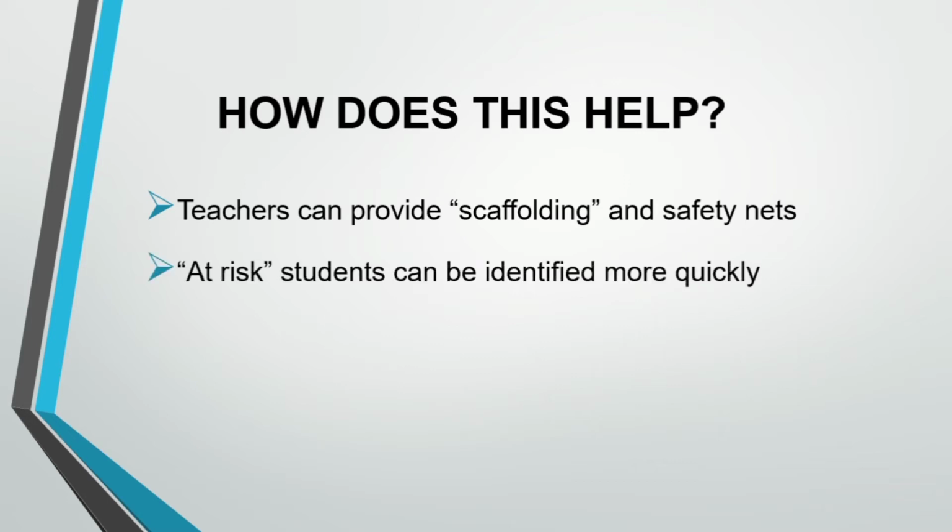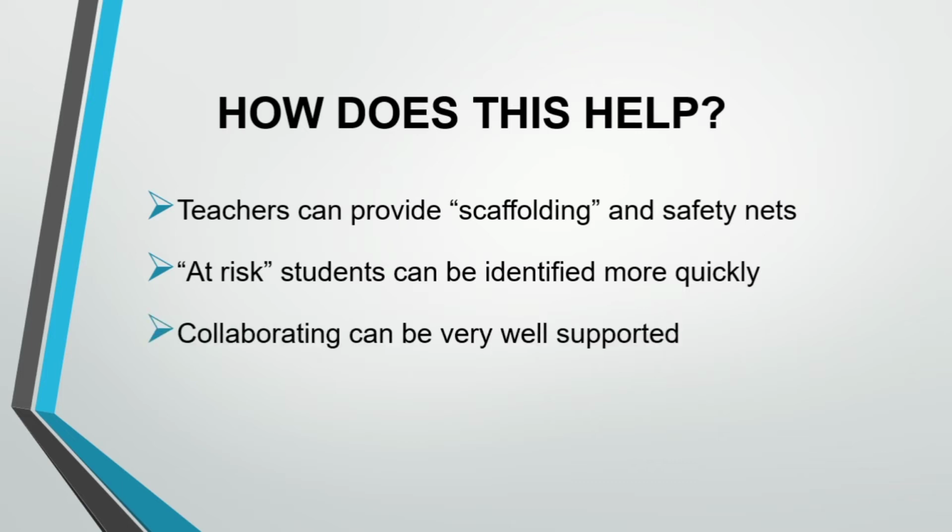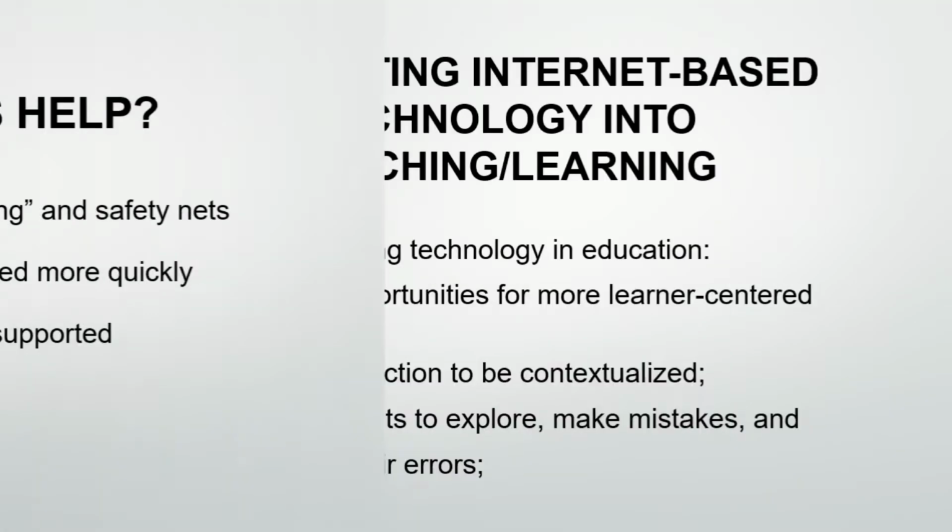And at-risk students can be identified more quickly. Because of technology, tasks became easier, as well as identifying at-risk students. And lastly, collaborating can be very well supported. Technology is also the source of collaboration on works and ideas.